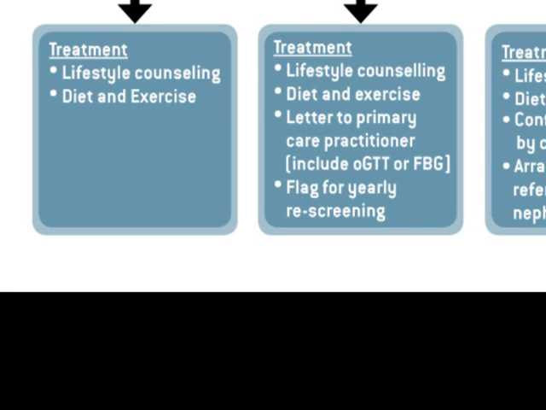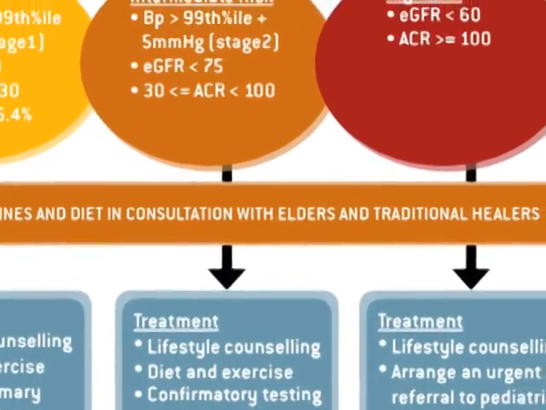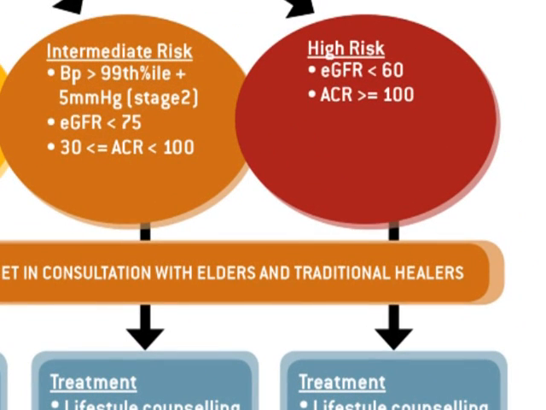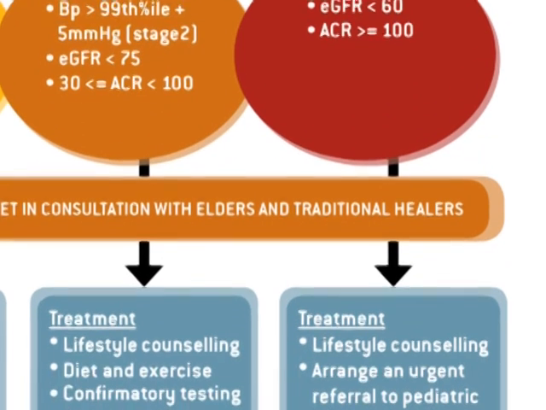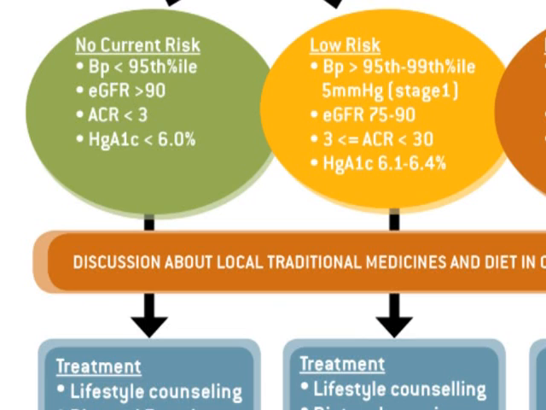management for them. Those that are stratified in the intermediate and high-risk categories, as shown on this algorithm, will be referred to pediatric nephrology in Winnipeg, either as an elective referral if they are intermediate risk, or an urgent referral if they are high risk. And the high-risk patients include those with an estimated GFR less than 60 or an albumin-creatinine ratio greater than or equal to 100. Those with no current risk are those shown here in green, and those patients will not have any particular intervention other than lifestyle counseling, including diet and exercise recommendations.